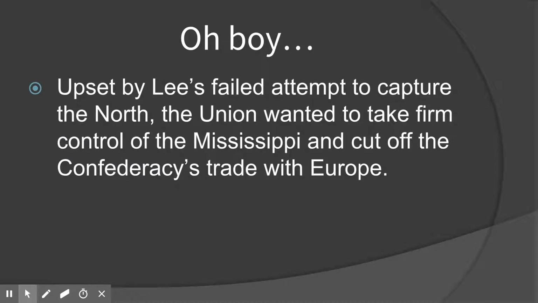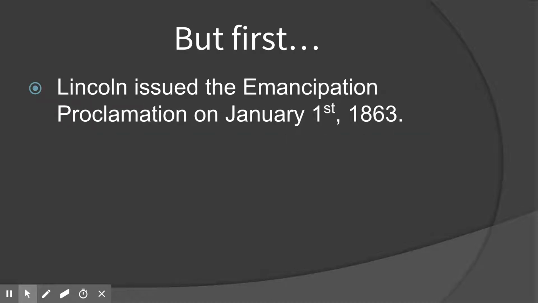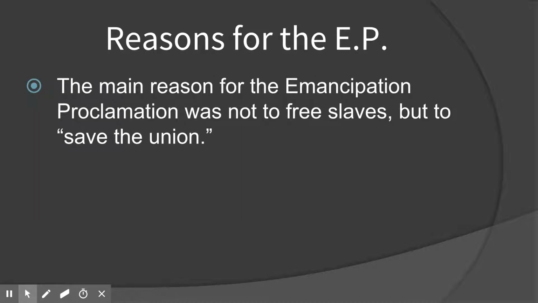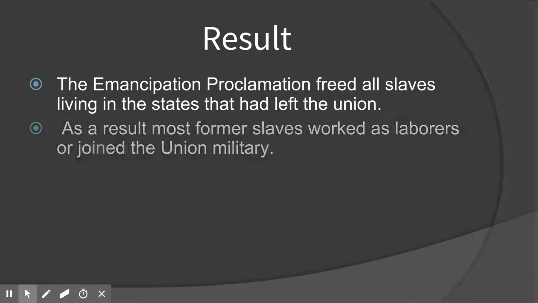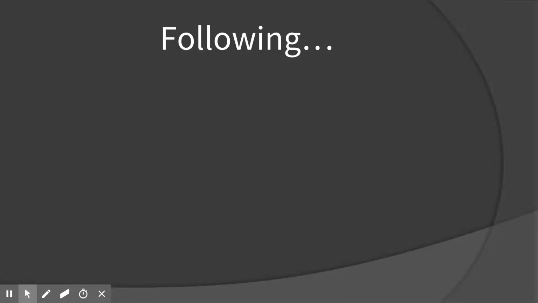Upset by Lee's failed attempt to capture the North, the Union wanted to take firm control of the Mississippi and cut off the Confederacy's trade with Europe. But first, Lincoln will issue the Emancipation Proclamation on January 1st, 1863. I'm just going to skip through this because I don't have time.